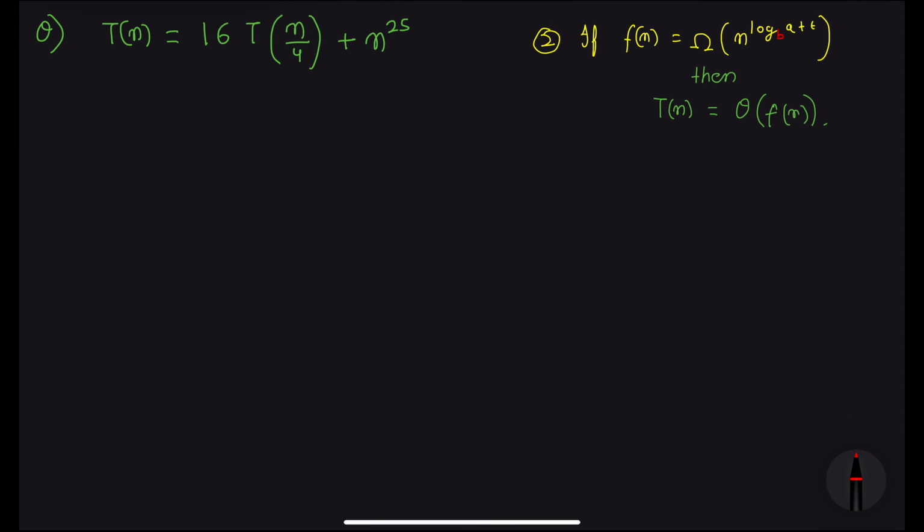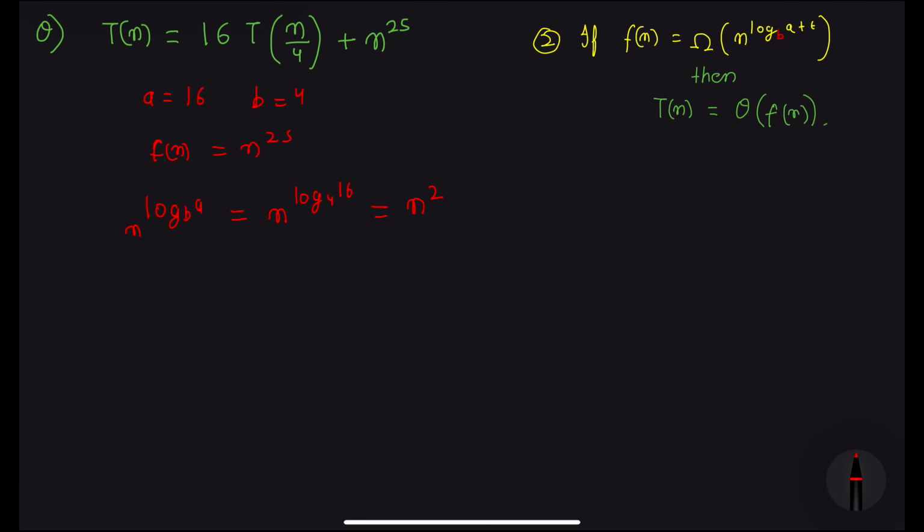So we have T(n) equal to 16T(n/4) + n raised to the power 2.5. So we can get the value of a, which is equal to 16, b will be equal to 4, and f(n) will be equal to n raised to the power 2.5. And let's find the value of n raised to the power log base b a, which will be equal to n raised to the power log base 4 of 16. This will be equal to n square.